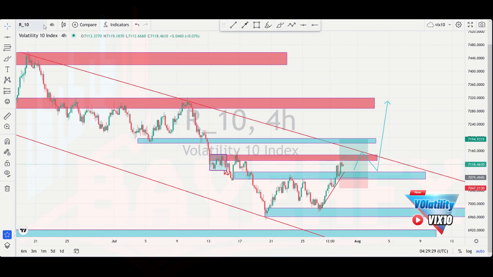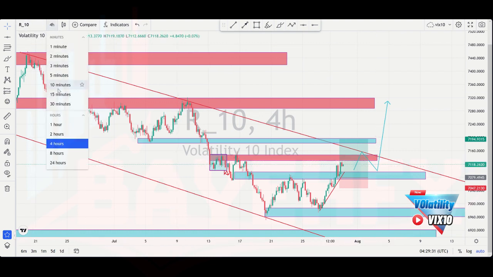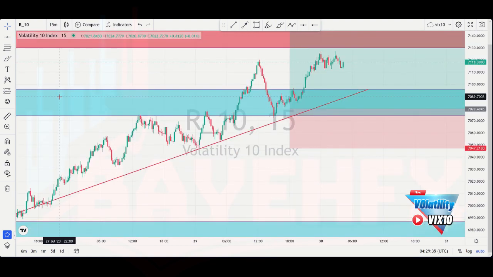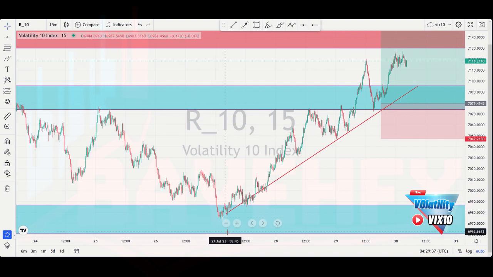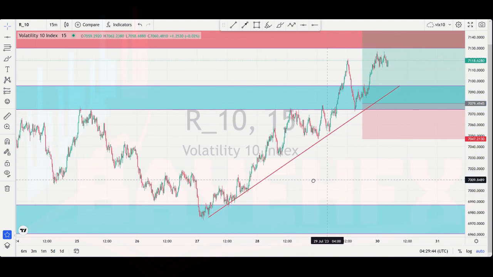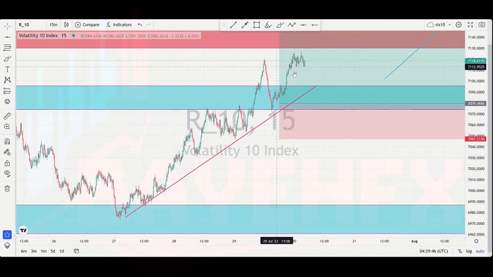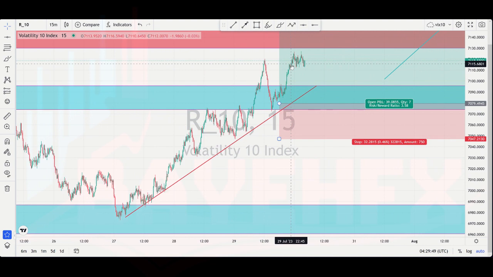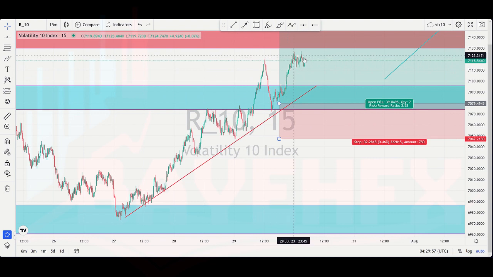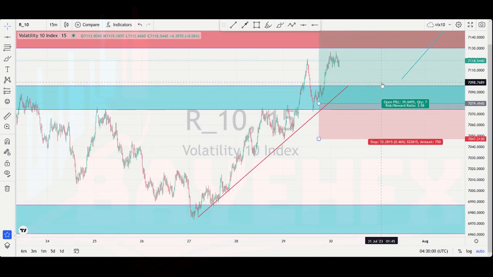So let's go down to the smaller time frame, like the 15 minutes, so you see how clearly the market is playing out on VIX10, right? So we drew our trend line on the smaller time frame to direct us up. As you can see, we started buying from here and we are in deep profit, right? We started buying from this particular zone here. We bought from this zone, a crash, and then we bought again, and we are now continuing to the upside, right?